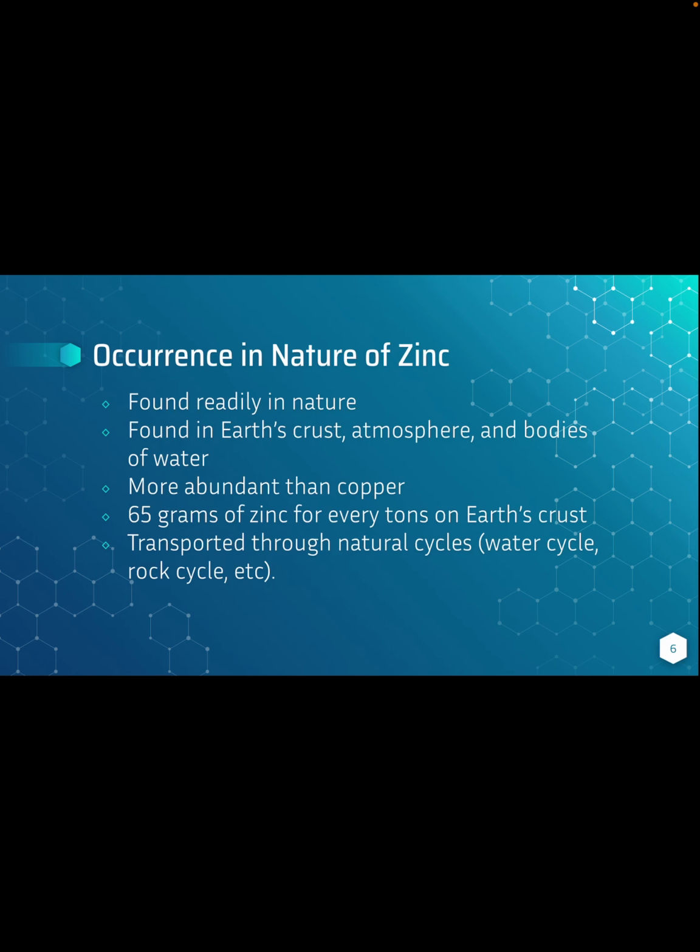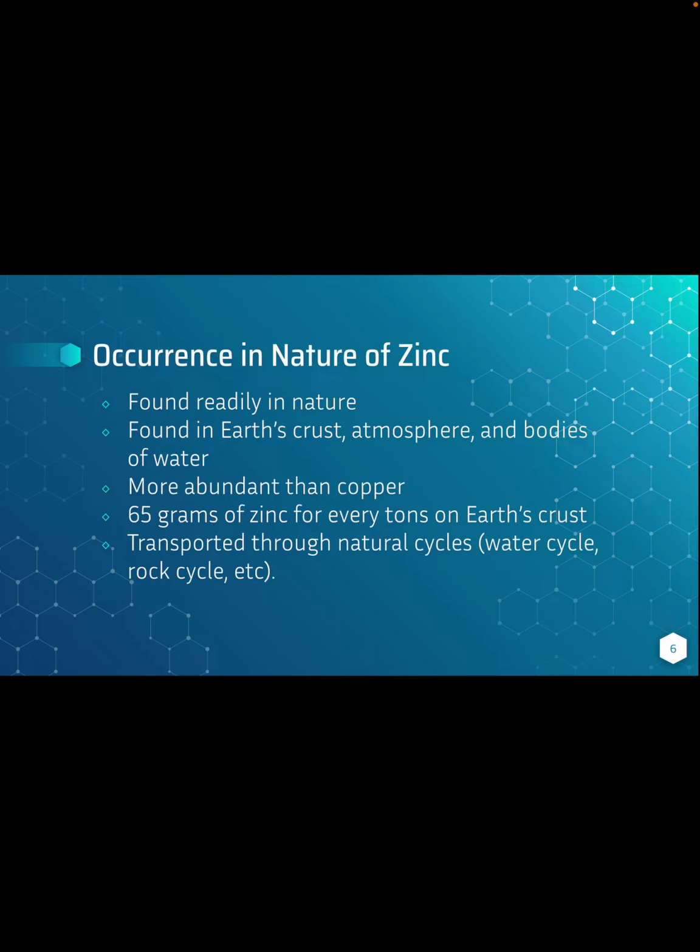In nature, zinc is found all over the place. It's found in Earth's crust, it's found in the atmosphere, it's found in bodies of water. It's actually more abundant than copper in the environment. So for every ton of Earth's crust, there are going to be 65 grams of zinc. And that's kind of a lot for a mineral that's so small.